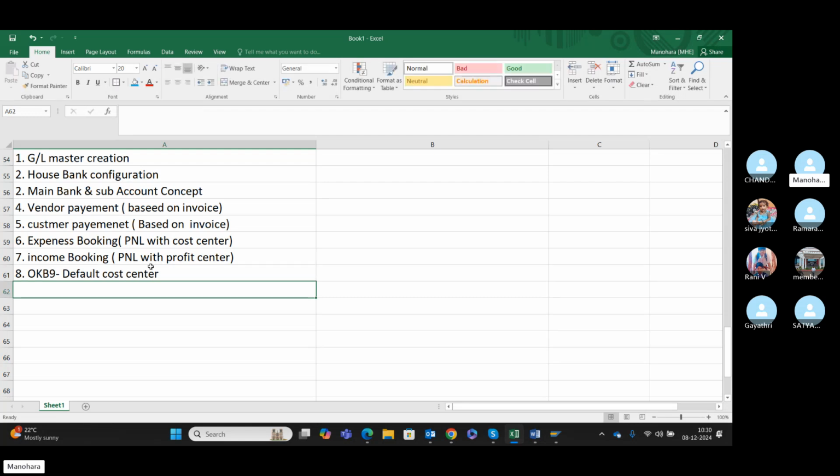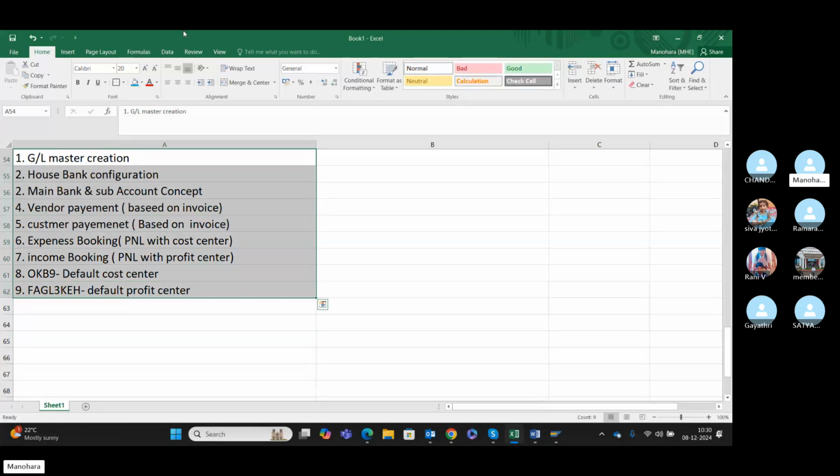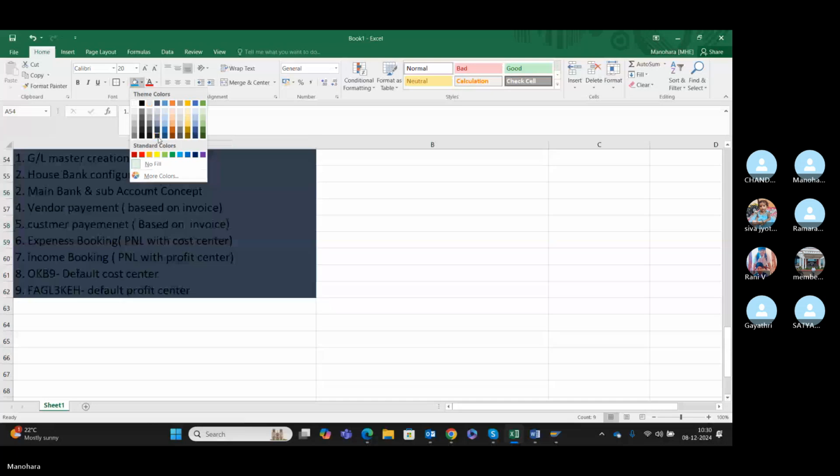Okay, ninth point. FAGL_3KH. What is FAGL_3KH? What does it represent here? Only the default profit center. If everybody understands these transactions clearly, then BRS is going to be very easy.